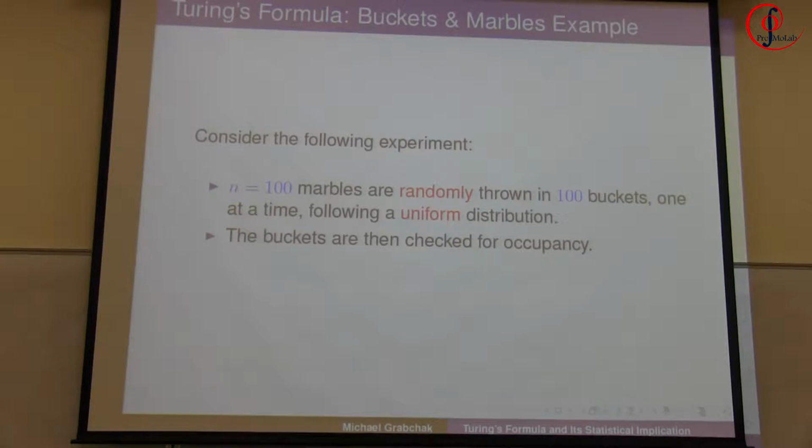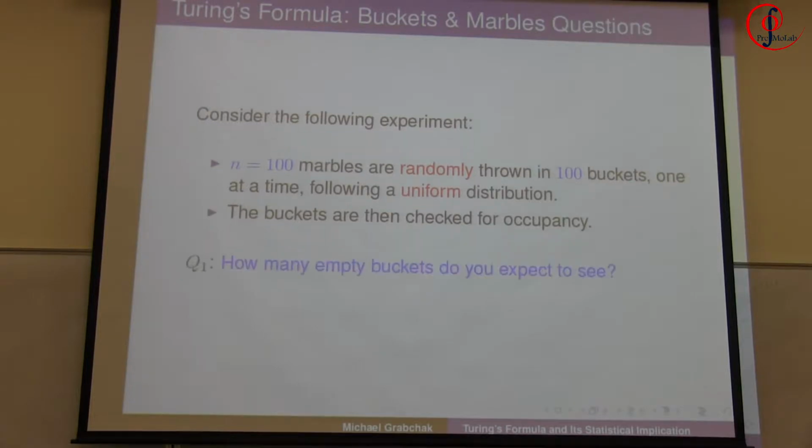So let's say we have 100 marbles and 100 buckets, and we just randomly throw the marbles in the buckets, assume with a uniform distribution. And at the end, when we've thrown all of our marbles, we look at the buckets and see how many marbles are in each bucket. And so how many empty buckets do we expect to see? It's not a difficult calculation. We could see that it's about 37 buckets that we expect to be empty.